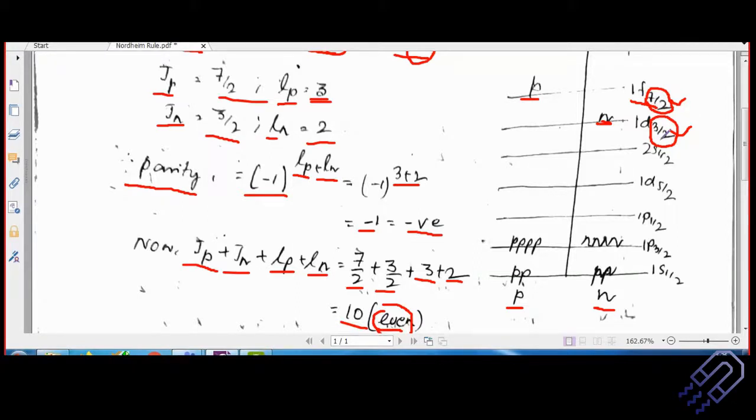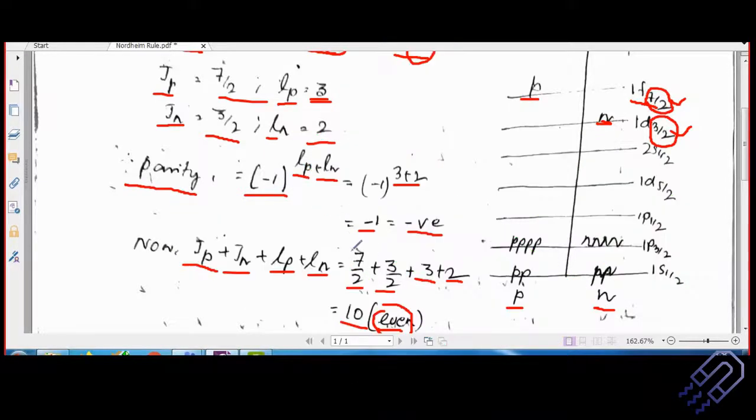Next, you have to find out what LP and LN are. LP corresponds to the S state. LN corresponds to the D state for this example. So we can find out the parity now. Minus 1 to the power LP plus LN, we get it to be negative. So that's negative. Next, my aim is to find out what J is.